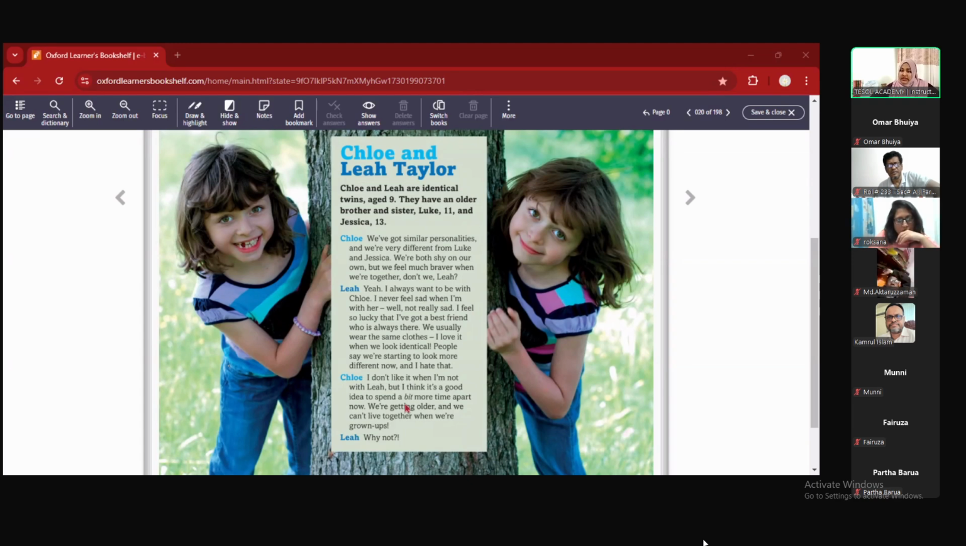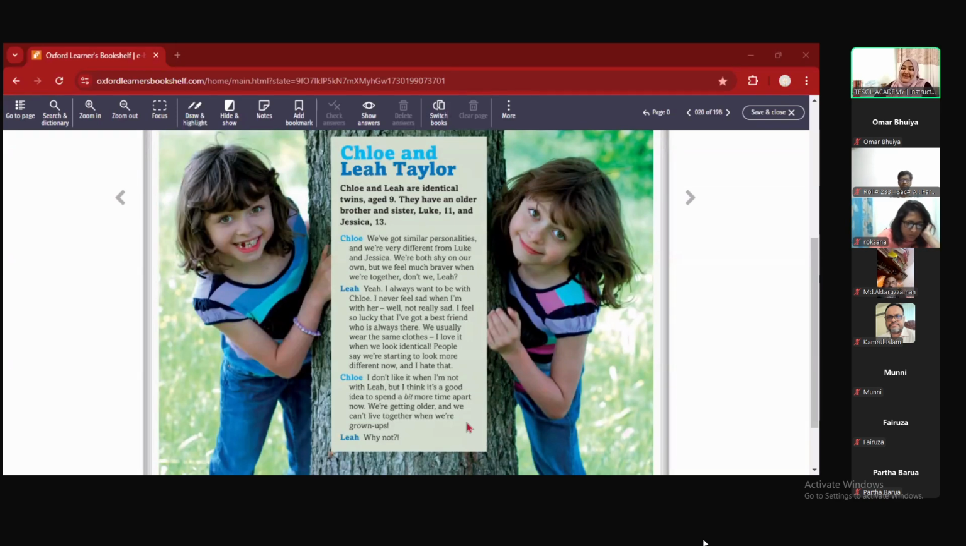Okay, so what did we understand? We understood that they have very similar personalities and they're very close to each other and they always wear the same clothes and they like it. But Chloe thinks that they should spend some time away from each other because she thinks that when they grow up, they won't be able to stay together. So that will be hard for them. That is why she's thinking to keep a bit of distance from now already. They're only 9, but she's thinking so much about her future already.